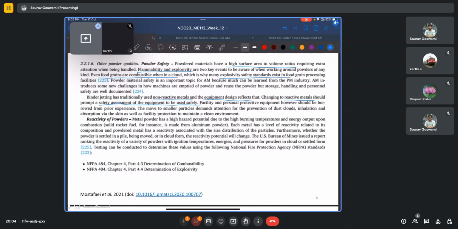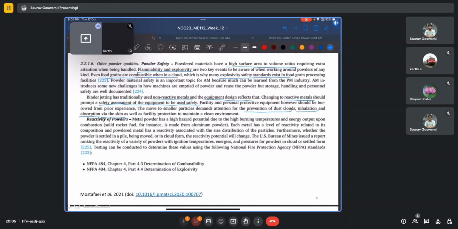The facility protection as well as the personal protective equipment, or PPE, should be properly looked after. And when we move to smaller particle sizes below 5 micron, these considerations need special attention. We must prevent the formation of dust clouds, inhalation of the particles, as well as absorption via the skin. So even touching them is a hazard, and we must use proper gloves or personal protective equipment while handling such powders.